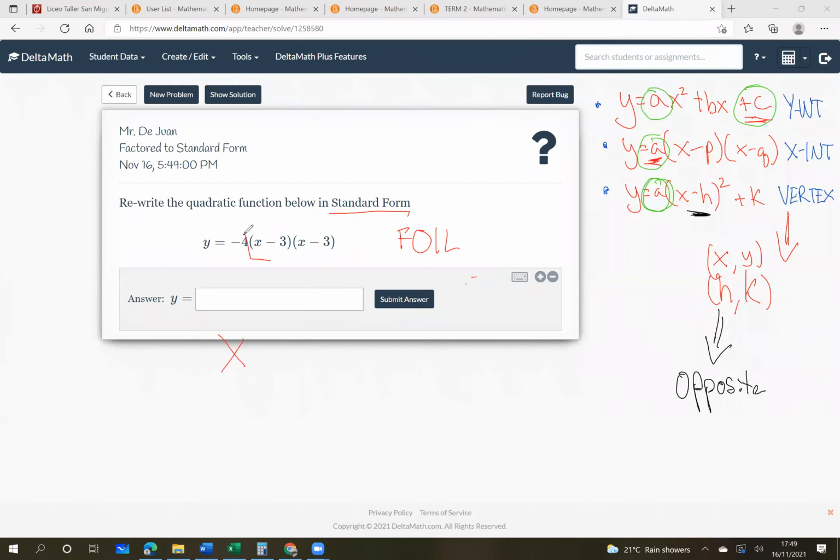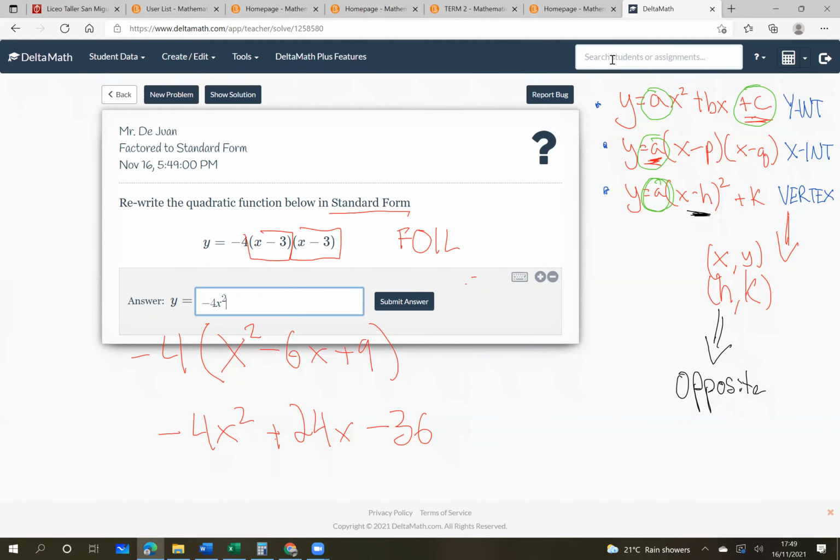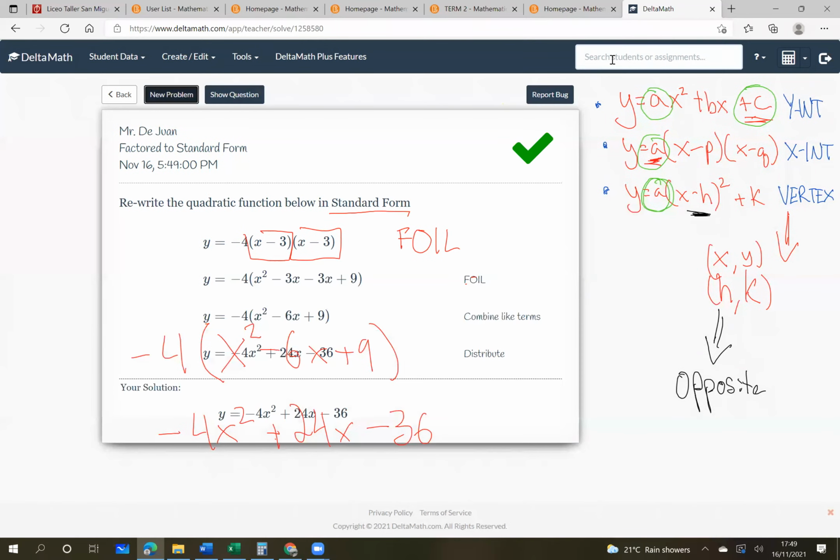And look what we have. X minus 3 times x minus 3. X squared minus 6x plus 9 times -4. -4x squared plus 24x minus 36. Type it in. -4x squared plus 24x minus 36. Boom. Ka-ching.